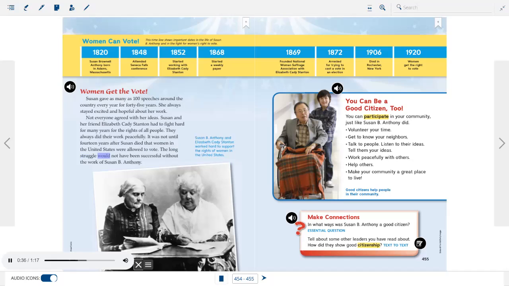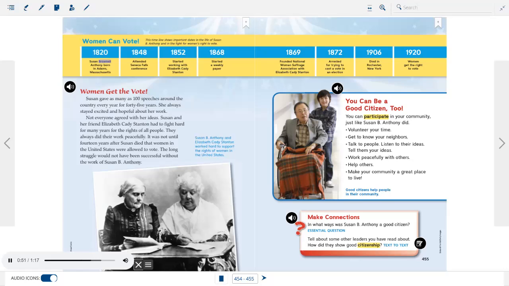The long struggle would not have been successful without the work of Susan B. Anthony. Women can vote. This timeline shows important dates in the life of Susan B. Anthony and in the fight for women's right to vote.